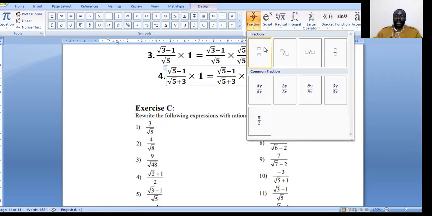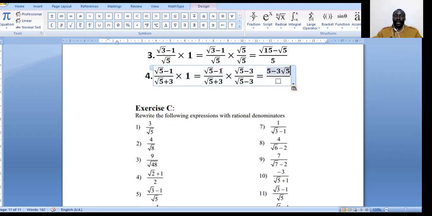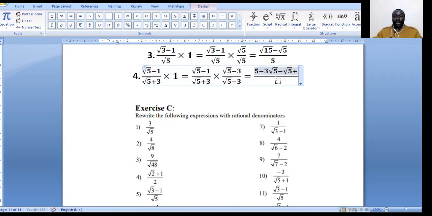So what will we get in the next step? Well, in the next step, we have to multiply square root of 5 times square root of 5, which is square root of 25, which simplifies to 5. Then again, square root of 5 times 3. That will give us minus 3 times square root of 5. Then we now have to multiply this 1 times square root of 5. That is going to be minus what? Minus square root of 5. Then now this 1 times this 3, which gives us what? Plus 3.